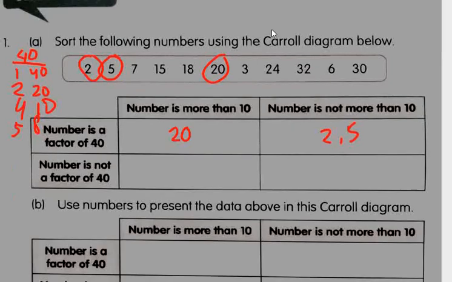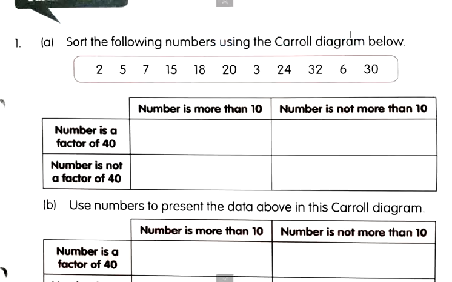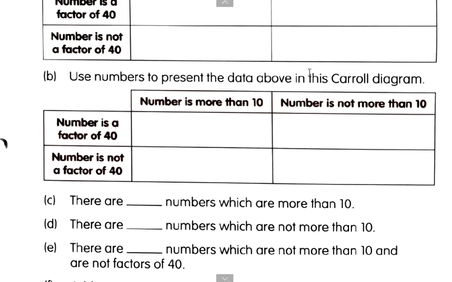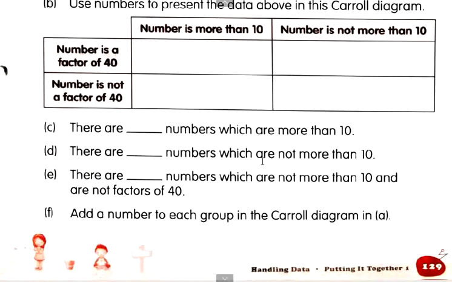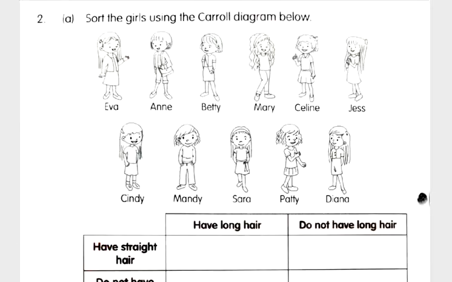Okay, it's easy to decide since you have known the principle. So let's proceed to the next page. Now number 2. Sort the girls using the Carroll diagram below.